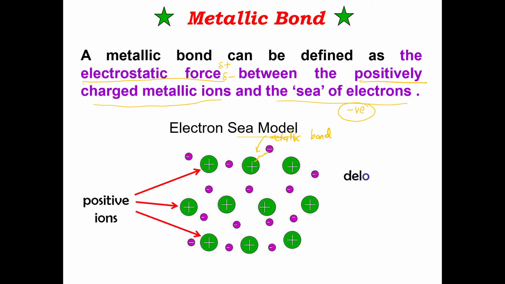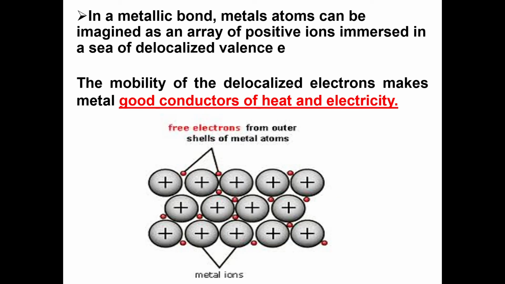Positive ion and delocalized valence electron. Actually, this electron is released by the metal. Later we will show it. So in a metallic bond, the metal atom is an arrangement of positive ions immersed in a sea of delocalized electrons. Because the delocalized electrons can move, it becomes a good conductor of heat and electricity.